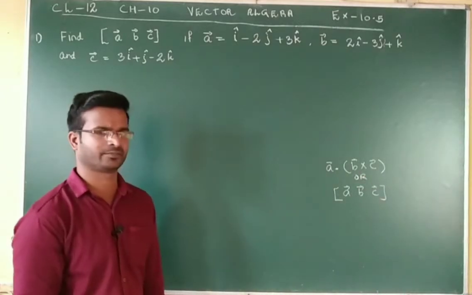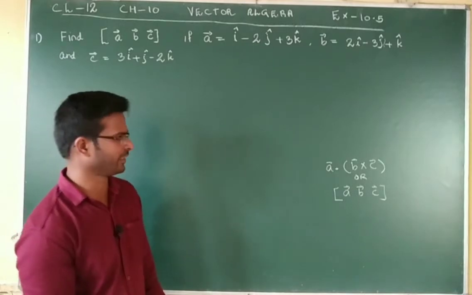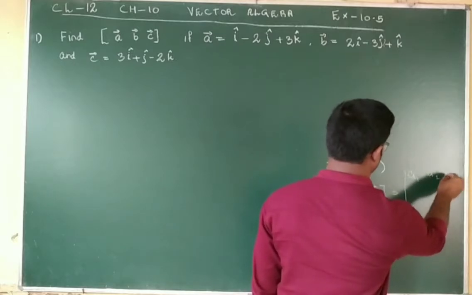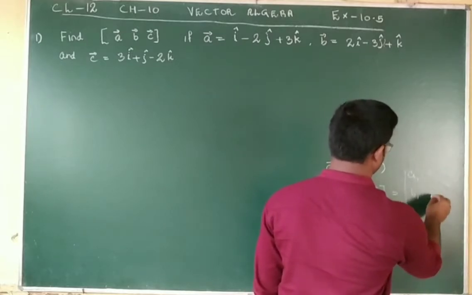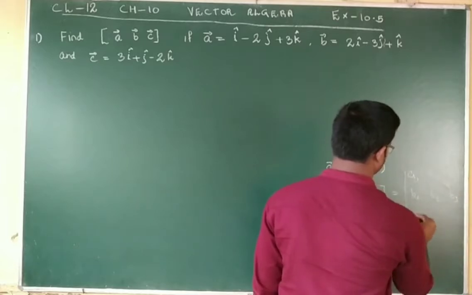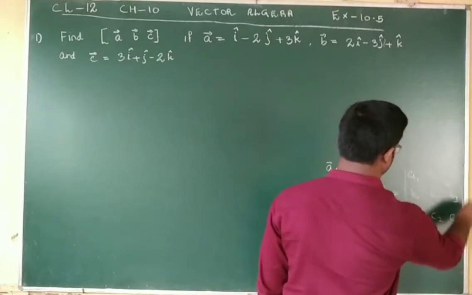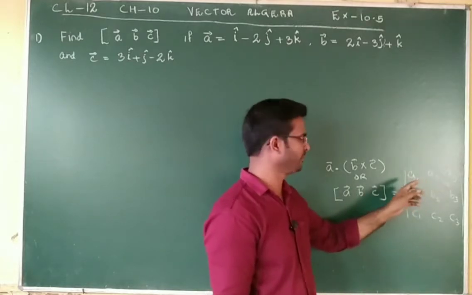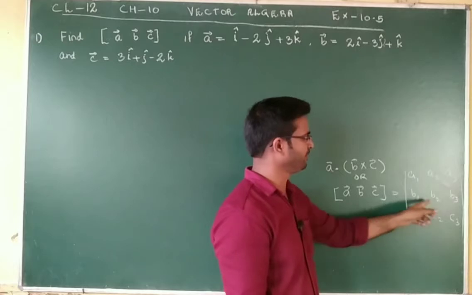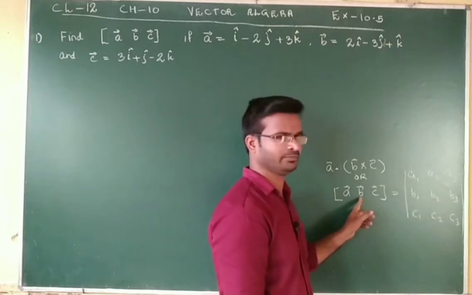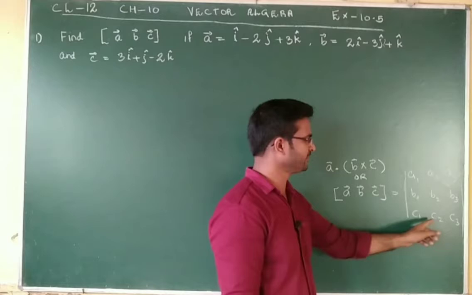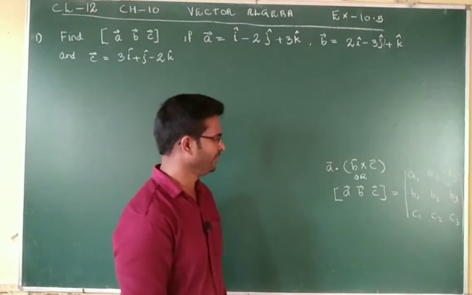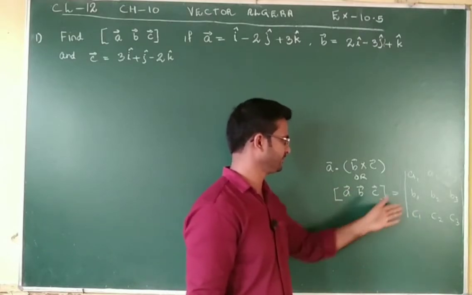To find the scalar triple product, we will use the determinant method. A determinant of A1, A2, A3, B1, B2, B3, C1, C2, C3. Here A1, A2, A3 are the scalar components of A vector. B1, B2, B3 are the scalar components of B vector. Similarly, C1, C2, C3 are the scalar components of C vector. When you find the determinant, you will get the scalar triple product.